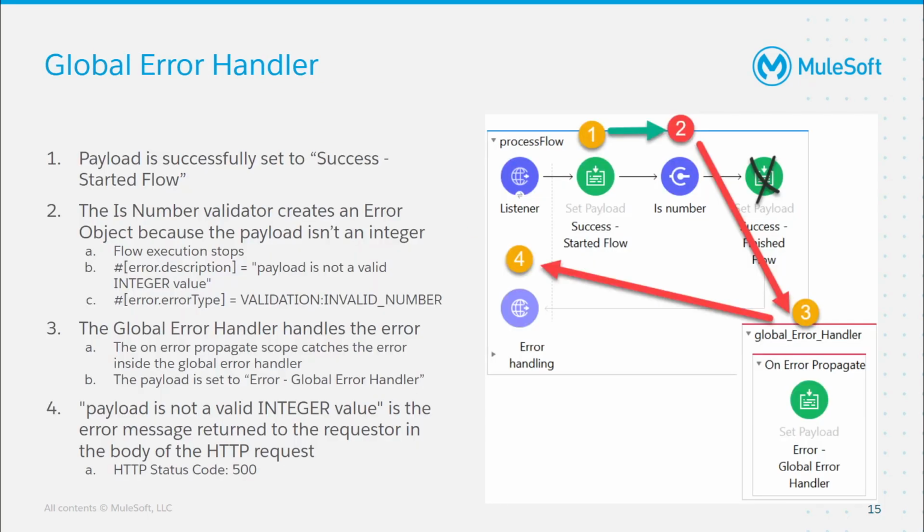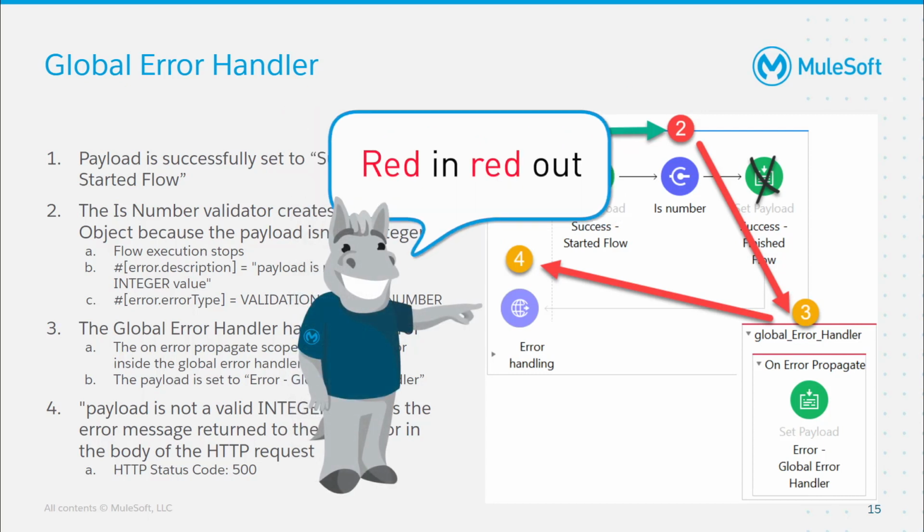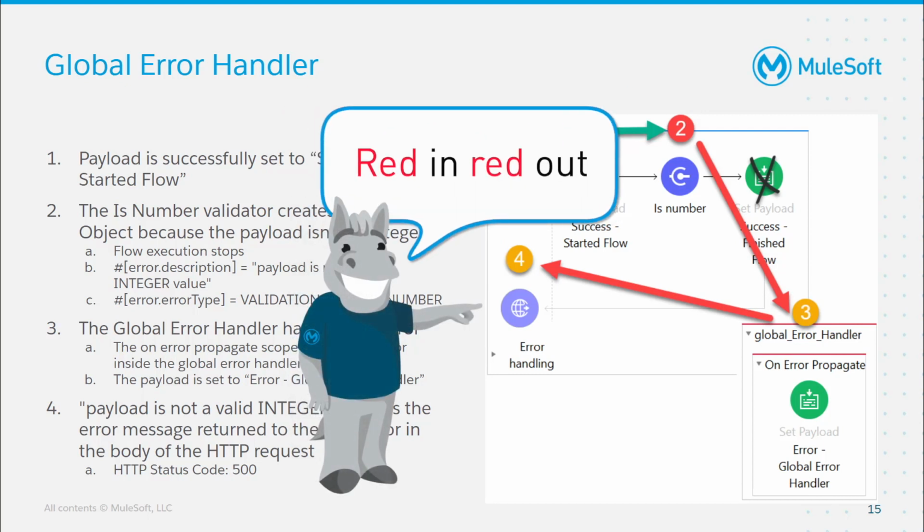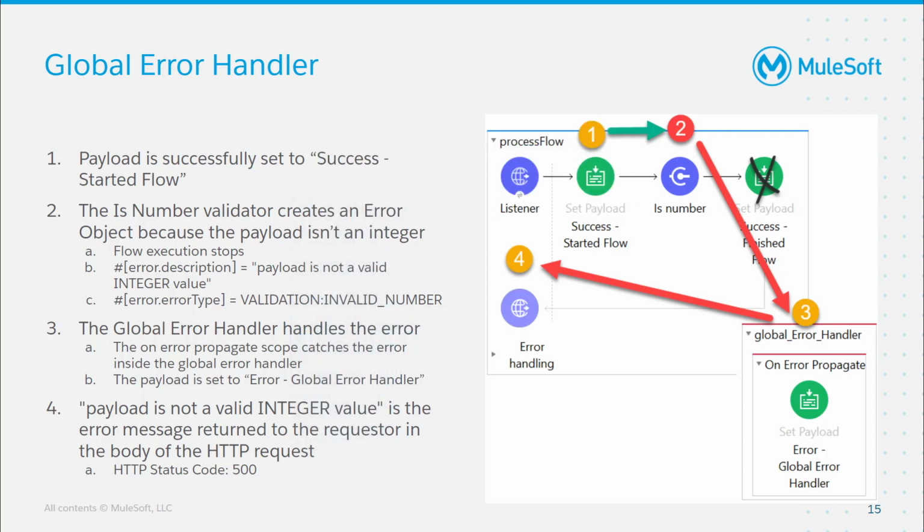Here, you can see what happens when you define a global error handler for your application. Note that we still don't have an error handler defined at the flow level, but this time we have a global error handler defined, and hence the error will be handled by the global error handler, which, in this case, contains an onErrorPropagate. Remember, read in, read out. Therefore, the error description will be sent back to the HTTP listener.